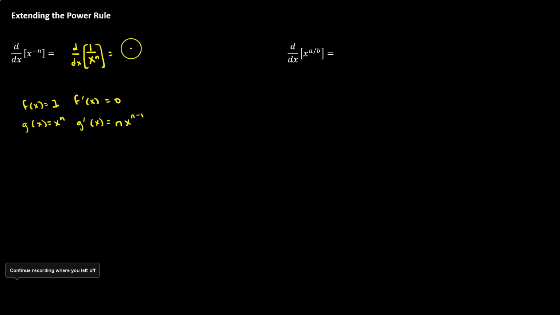And applying the quotient rule, we have f prime times g minus f times g prime, all divided by g squared. Now in our numerator, 0 times x to the n, that whole first term is gone. So really what we have is negative n x to the n minus 1 over x to the 2n.